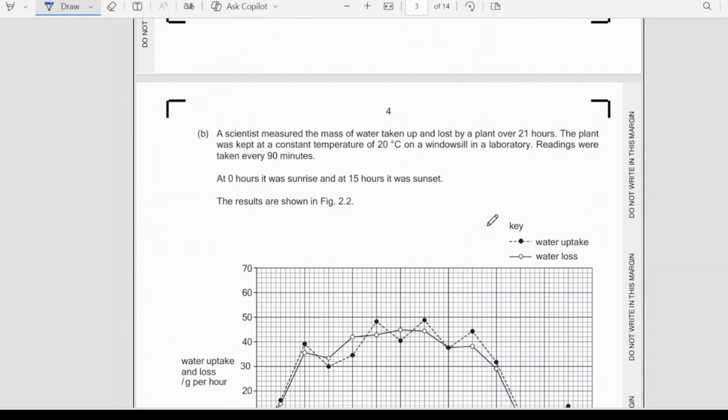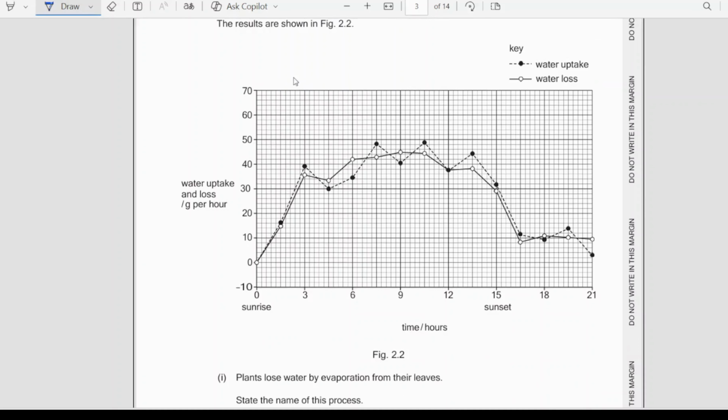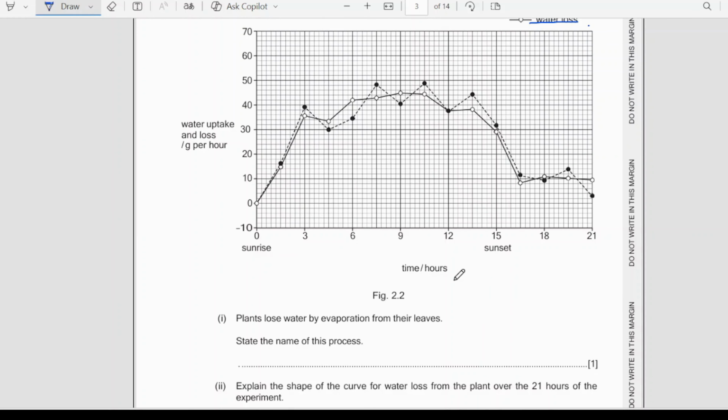A scientist measured the mass of water taken up and lost by plants over 21 hours. The plant was kept at a constant temperature on a window sill in a laboratory. Readings were taken after every 90 minutes. At 0 hour, it was sunrise. At 15 hours, it was sunset. So there is a change in water uptake and water loss. One is given by a straight solid line and one is given by a dotted line. Plants lose water by evaporation from their leaves. What is this process called?